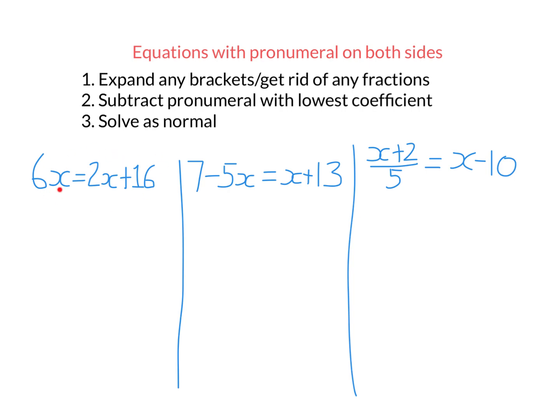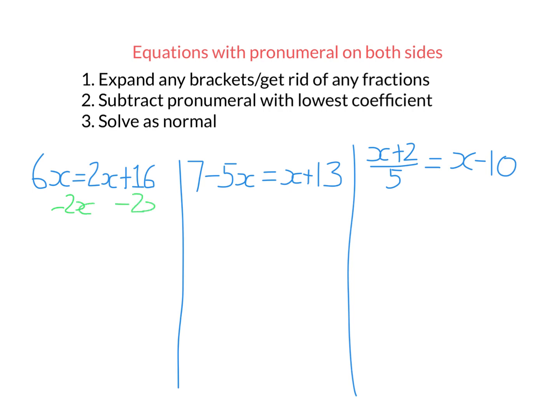So here we have pronumeral on both sides. There are no brackets or fractions to get rid of, so we're going to go straight to step 2. Subtract the pronumeral with the lowest coefficient. So clearly 2x has a lower number in front of than this one here. 2 is lower than 6. So what we do is subtract 2x from both sides.